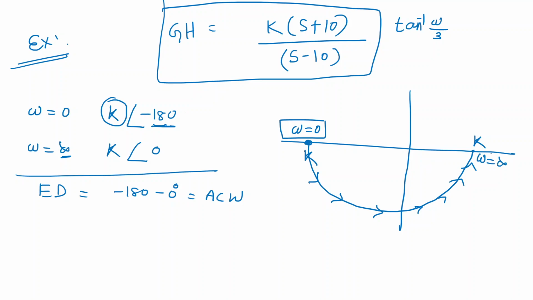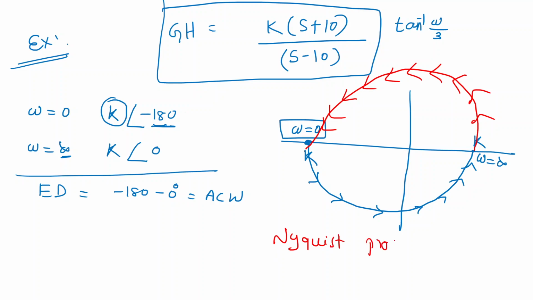Now take the mirror image. I'll change the color. Let's draw the mirror image for the second quadrant. It will be the same direction. This is your Nyquist plot. Because you don't have poles at the origin, you don't consider the infinite radius half circle. Already we are getting a closed path.